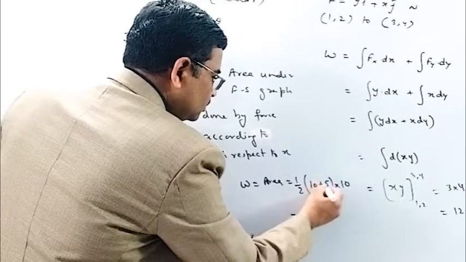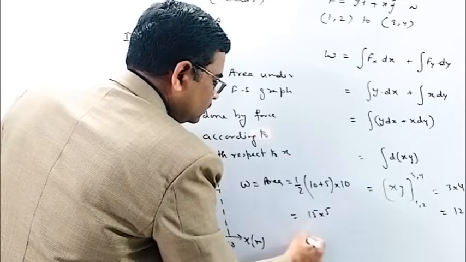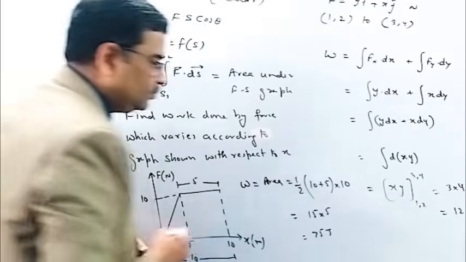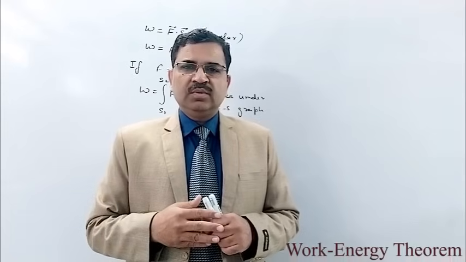So this becomes 15 into 5, so that is 75 joule. Now students, let us talk about the work energy theorem now.